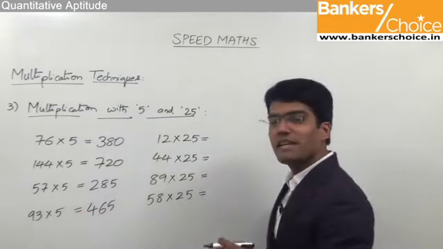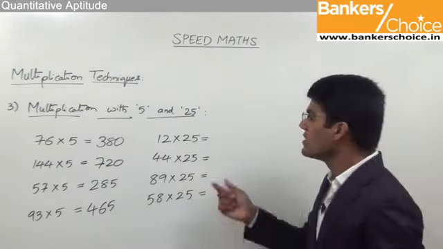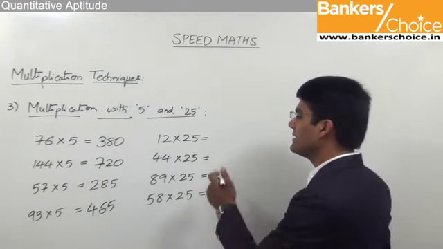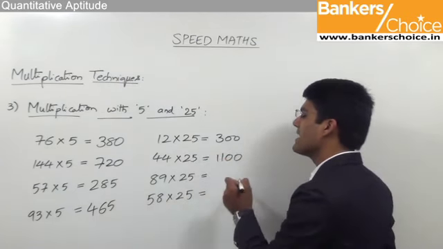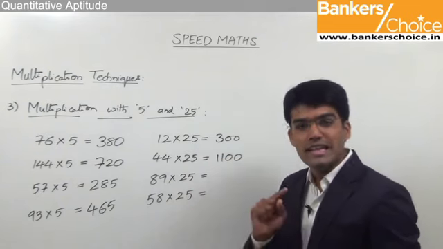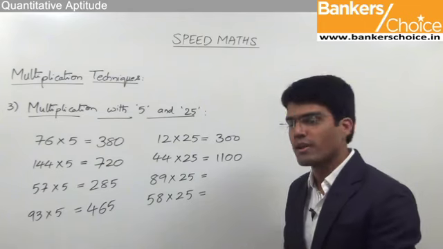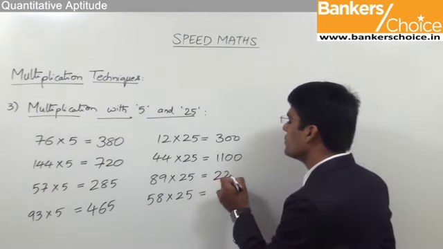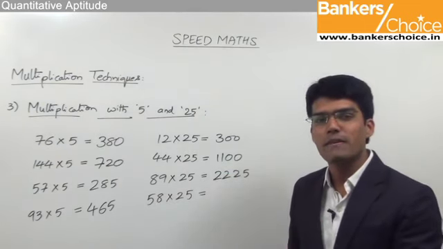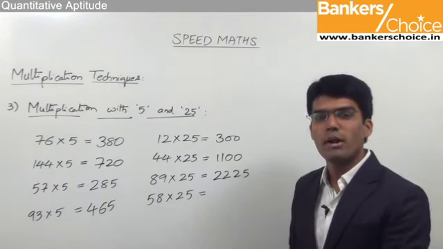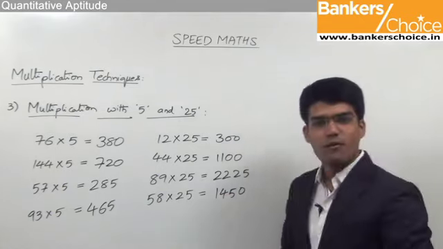Let us now look at the multiplications with 25. We know that here we need to take 1/4 of the number multiplied with 100. So 12 by 4 is 3. 3 into 100 is 300. 44 by 4 is 11. 1100 is the answer. 89 by 4. 88 by 4 is 22. 89 by 4 will be 22.25. Into 100 will be 2225. And the last one is 58 into 25. 58 by 4 will be equal to 14.5. 14.5 into 100 will be 1450. So these are the answers for these 4 questions.